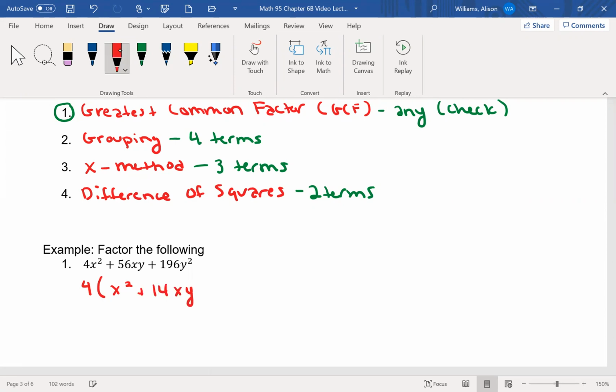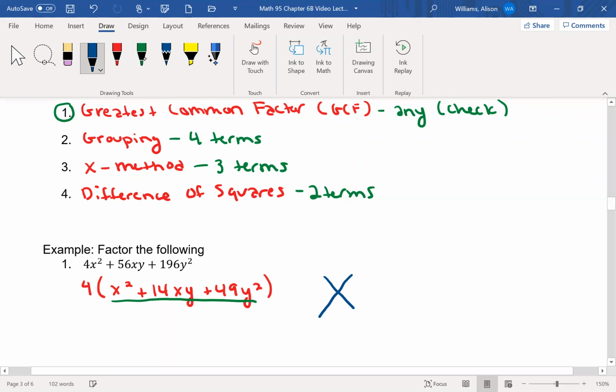xy. Okay, so I'm noticing that the last term only has a y and the first term has an x, so I can't factor out any x's or y's. Only 4. And then 196 divided by 4, that's a 49. And then the y squared, it's got to stay. Okay, so now I'm going to go ahead and factor this using the X method because I have 3 terms.